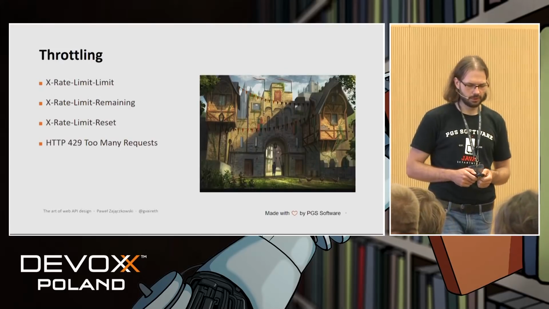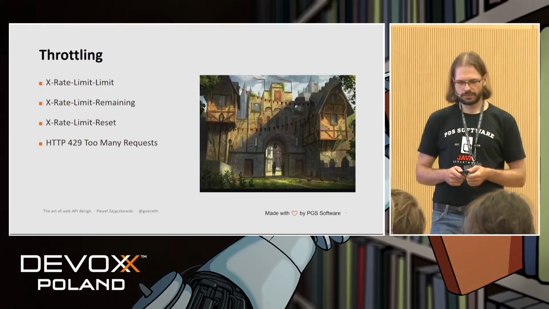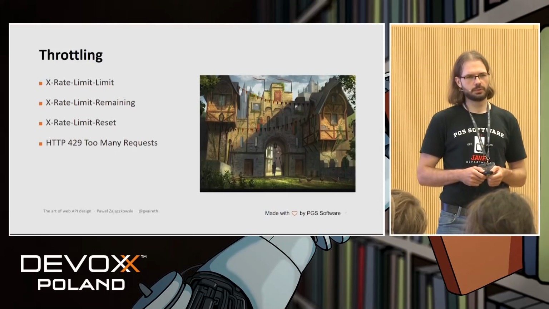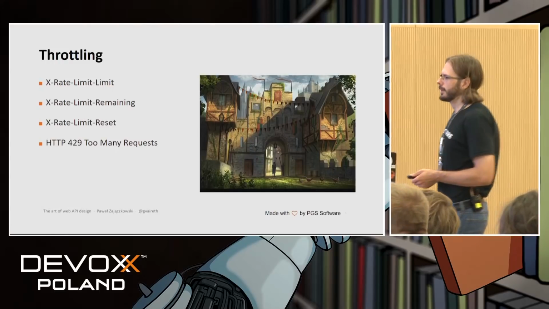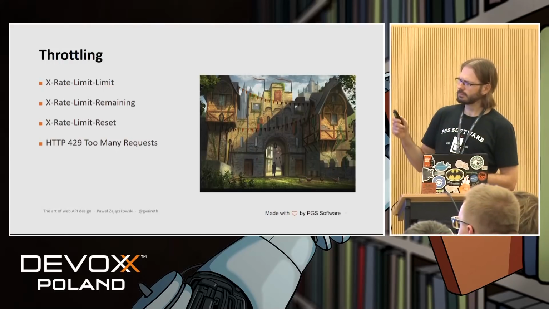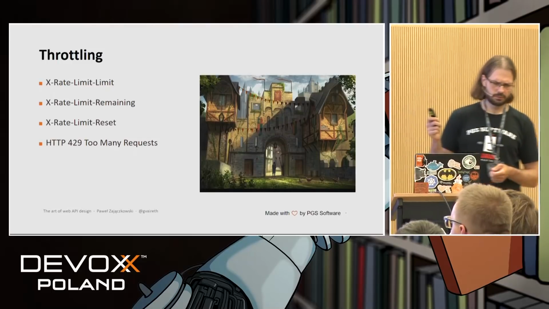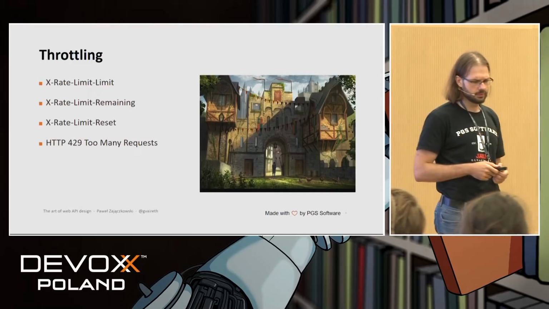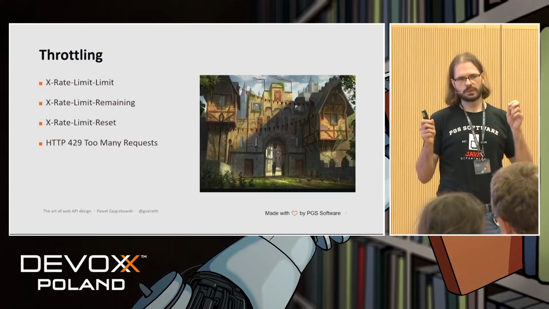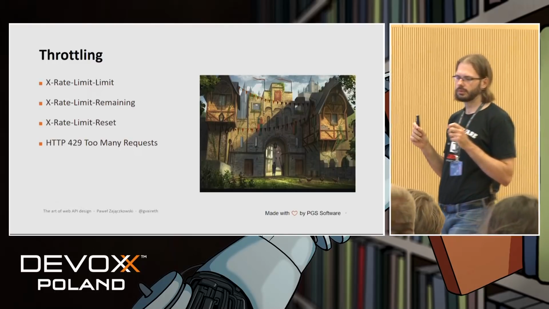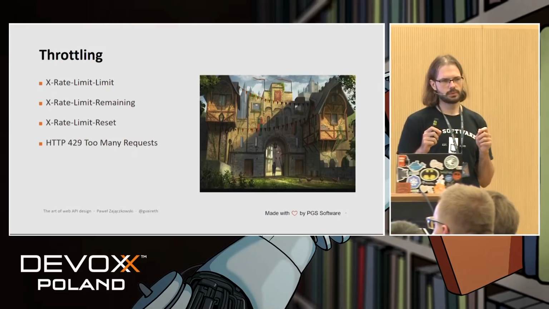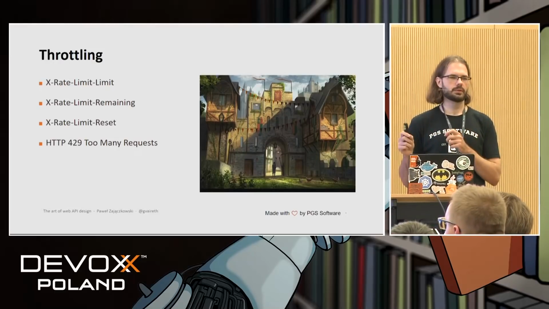Throttling. So how to deal with many requests. Basically, you can just return 500 server kaput. But we can do better. For example, there are 3 headers, not standard but commonly used, that say what the limit in the time window is, how many requests are left in the current time window, and when the new time window starts.